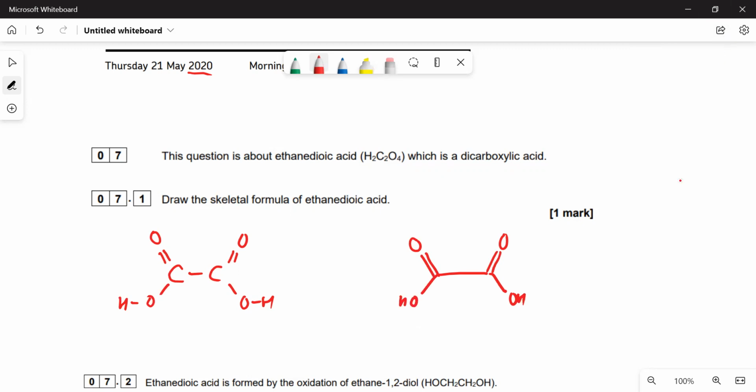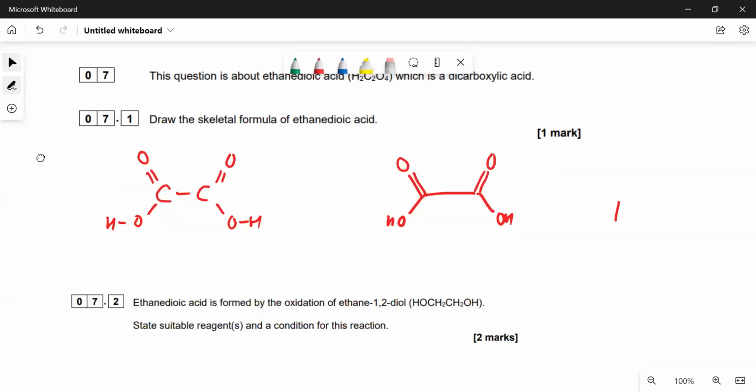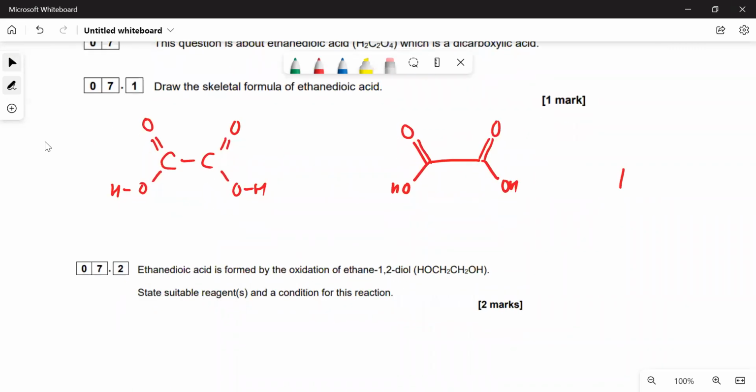Okay. Right. Ethanedioic acid is formed by the oxidation of ethane-1,2-diol. Say suitable reagents and conditions. So all you're doing is oxidizing an alcohol to a carboxylic acid, and we're doing that at both ends of the molecule, which is a little bit unfamiliar to us. We're used to doing it with one functional group per molecule. We're just doing it at both ends.